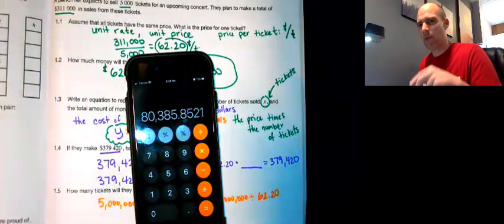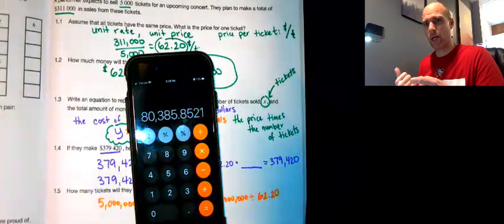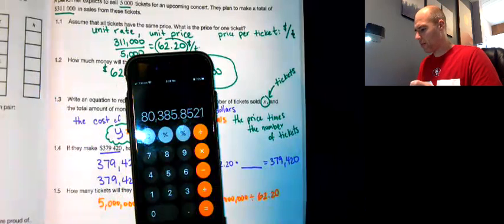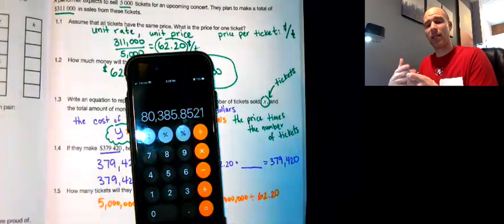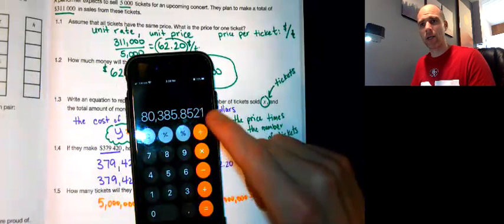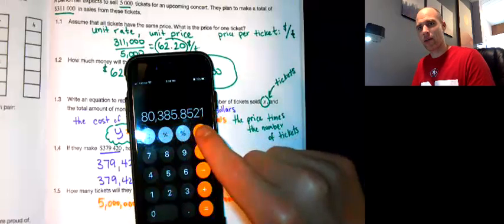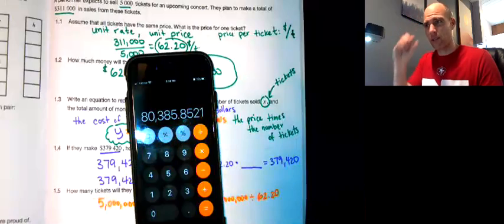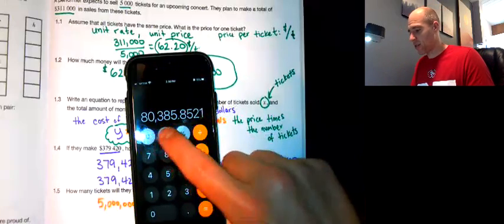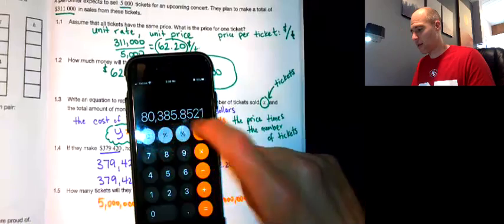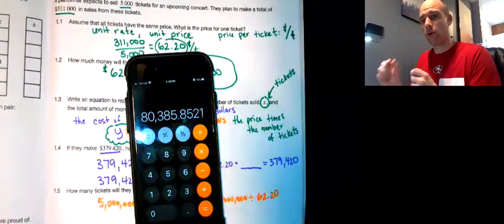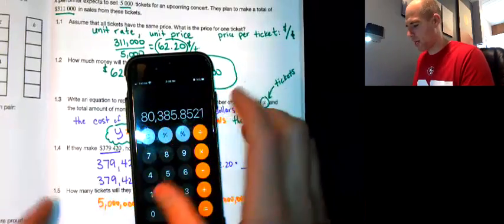So one of two things is happening here. Either A, I messed up, which I'm going to check real quick, it's possible, or B, the question is asking how many tickets they need to sell to make at least $5 million. And then I need to round this number up, because if they only sold 80,385 tickets, they'd be just under $5 million. So they need to sell 80,386 tickets to get just over $5 million, right? Because you can't sell 0.85 of a ticket.